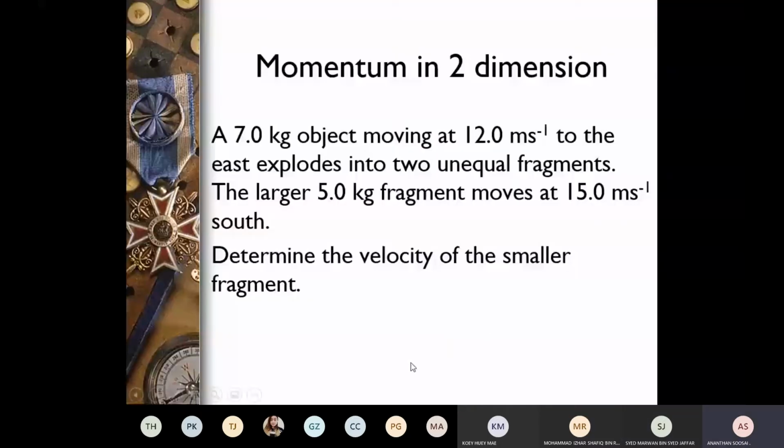A 7 kg object moving 12 meters per second to the east explodes into two unequal fragments. The larger 5 kg fragment moves 15 meters per second south. Determine the velocity of the smaller fragment.